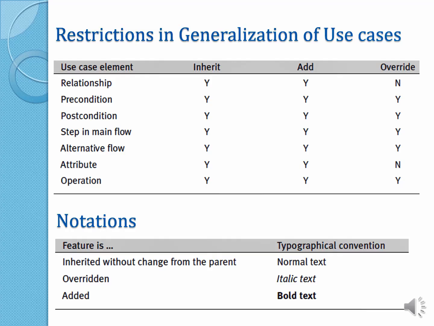Restrictions and notations. While using generalization, we should remember a few rules. The child use case should always represent a more specific version of the parent use case. The relationship should make logical sense. The UML notation should be used correctly so that anyone who reads the diagram can understand it easily. Using proper notation is important because UML is a standard modeling language used by software engineers around the world.